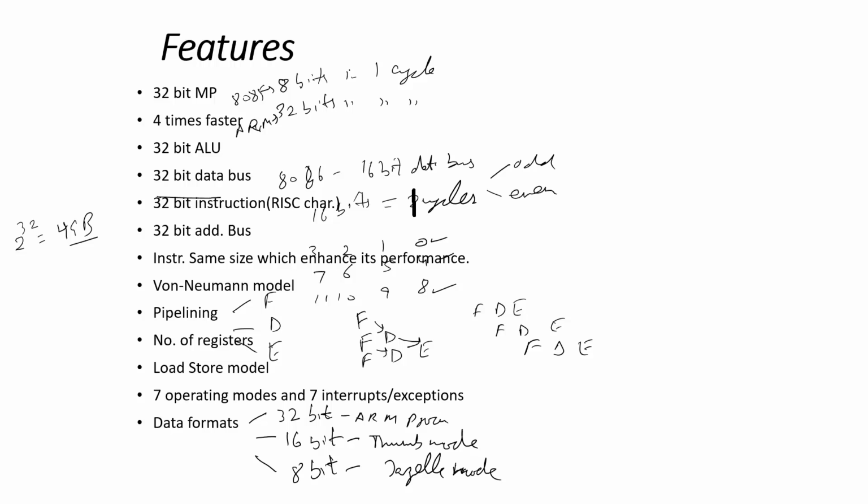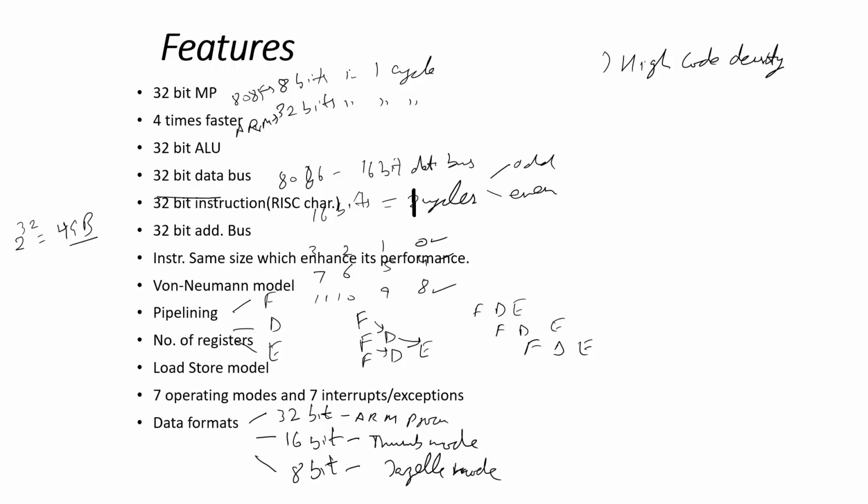Apart from these features, it also supports the high code density feature. What does it mean? That it can handle complex operations. If we have to handle complex operations, then it has to incorporate more code. So it supports high code density.